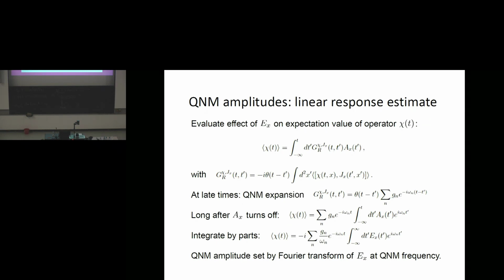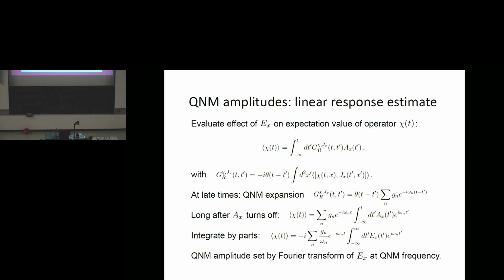So to get a sense for the amplitudes of these quasi-normal modes, one can make a linear response estimate. This is some standard linear response thing. The response is given by convolving a retarded Green function with a source. You can make a quasi-normal mode expansion of this retarded Green function and do some integration by parts. And in the end, you see that the response is determined by the Fourier transform of the electric field evaluated at a quasi-normal mode frequency.